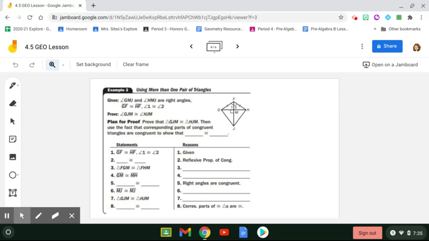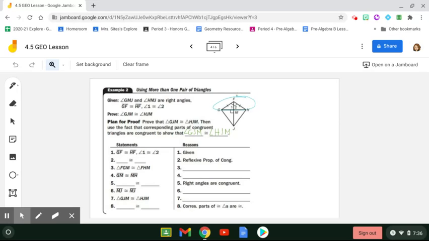So what we have to plan for this proof, and look what it says, we have to prove that triangle GJM, so down here at the bottom, is congruent to HJM, and then use the fact that corresponding parts of congruent triangles to show what we're trying to prove. So that angle GJM is congruent to angle HJM. So they already have the given for you. What we're going to actually do is we're going to work off of the smaller triangle first to get to the larger triangle is what we want. So let's focus up here.